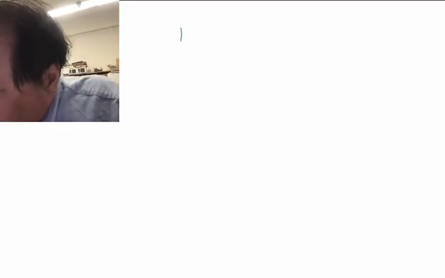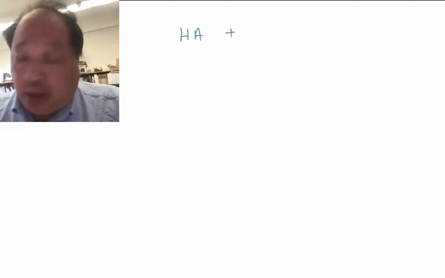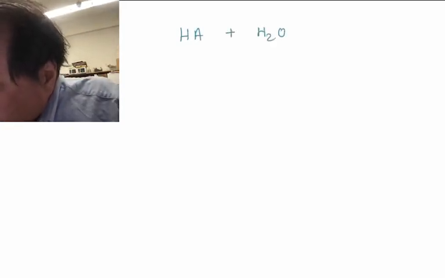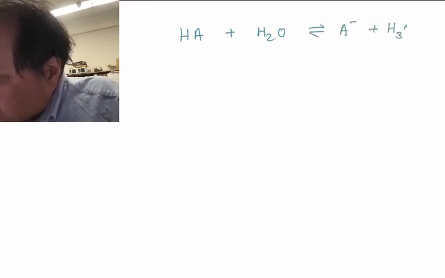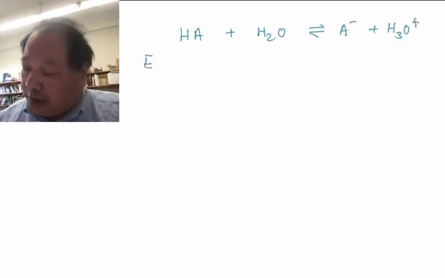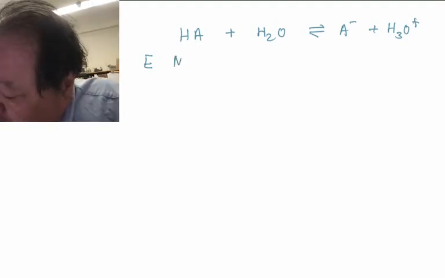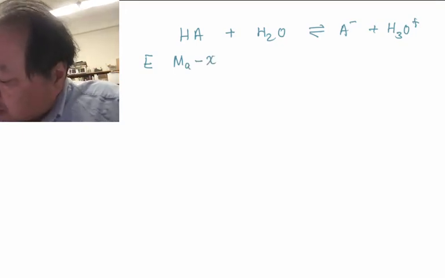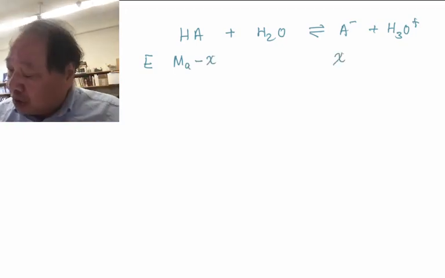Hi. In the last video, we considered the auto-dissociation of acids. The acid HA reacting with water dissociates to A minus. The water picks up a proton to H3O plus. At equilibrium, the concentration of the acid will be the initial concentration Ma minus the amount dissociated. X is the amount dissociated. The amount of H3O plus is also X.